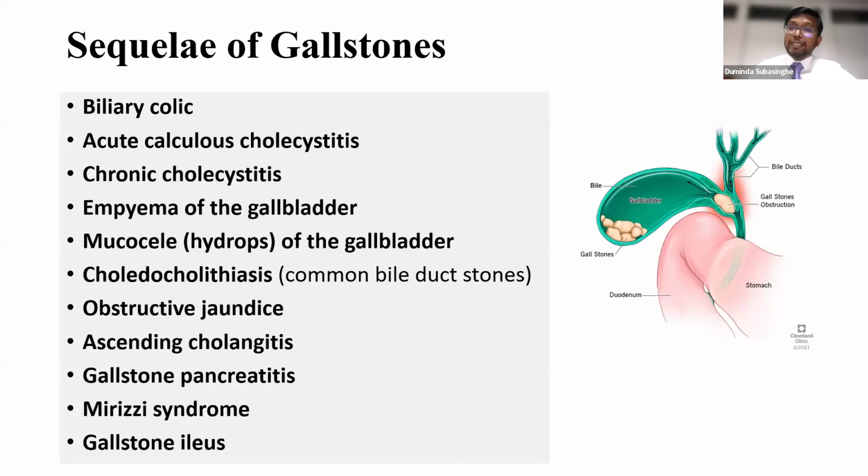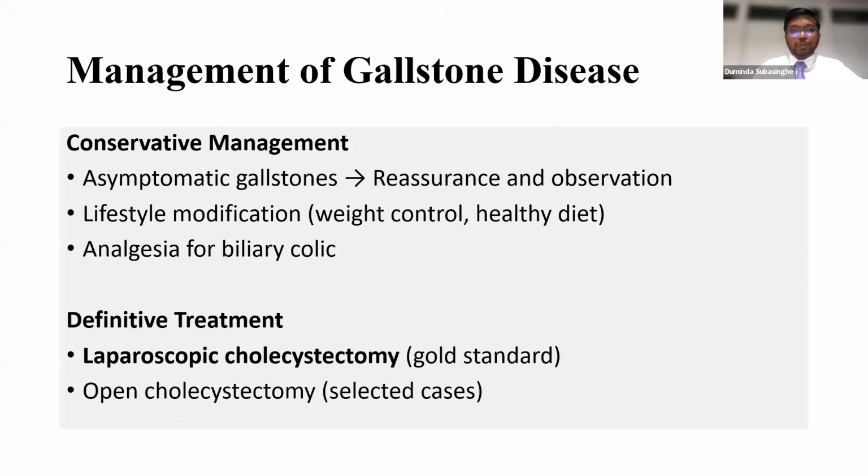And then if these migrate along aberrant pathways, like if a stone erodes into the duodenum, you can get a gallstone ileus, which is a very rare cause of small bowel obstruction. And sometimes in Mirizzi syndrome, the neck stone hasn't gone into the common hepatic duct but is pressing on the common hepatic duct, like an external compression, which we mentioned earlier. That is also a cause of obstructive jaundice.